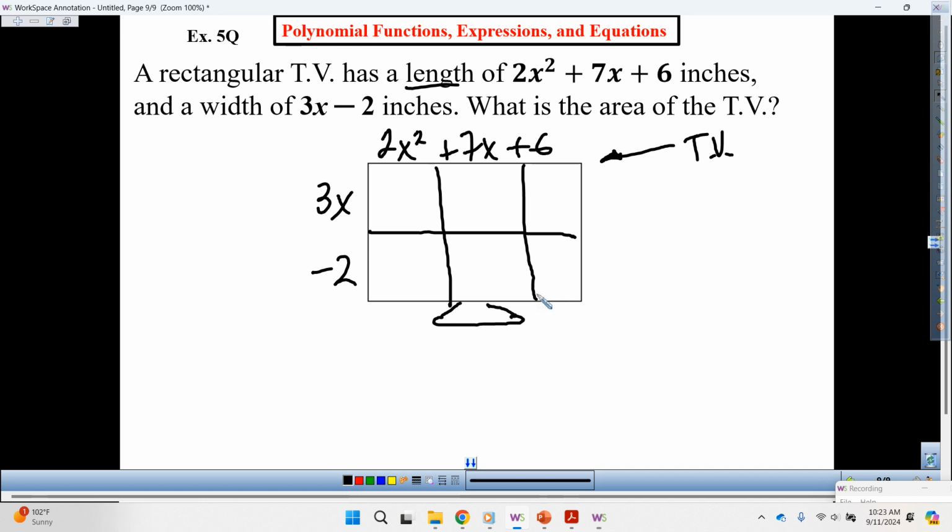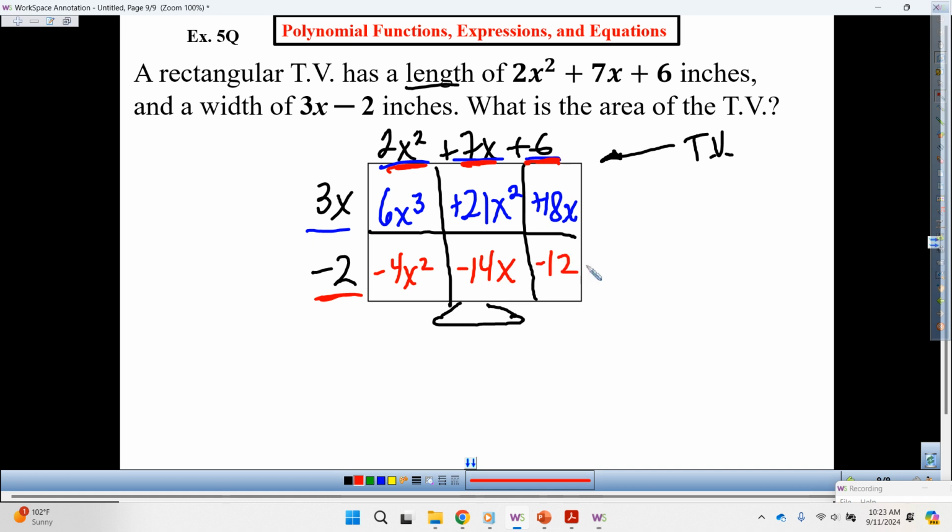Hands if you got it to right there. All right, Mario. 3x times all this. Tell me what you write on top. Cube. Plus 21x squared, plus 18x. All right, not bad. Pass someone. Negative 4x squared. Negative 14x. Negative 12. Hands if you got it to right there.